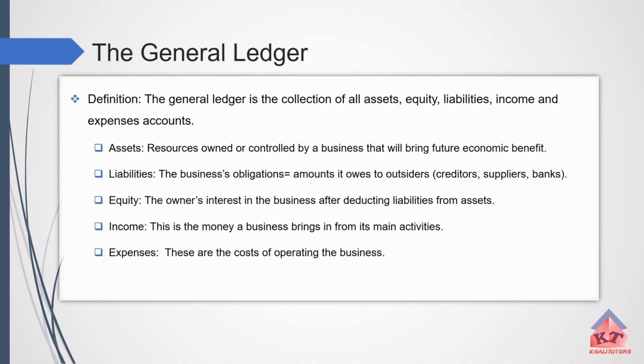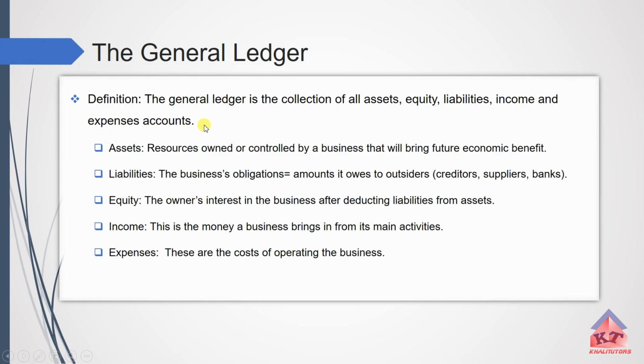In my experience, I have always seen a huge difference in terms of students' understanding of accounting whenever we start by teaching them what a general ledger is. Okay, so let me give you the definition and then I'll use an example to try to simplify this definition. Okay, so the definition goes like this. The general ledger is the collection of all assets, equity, liabilities, income, and expenses accounts.